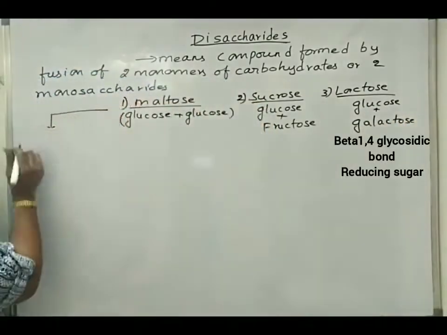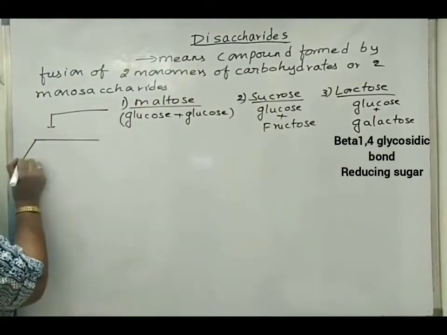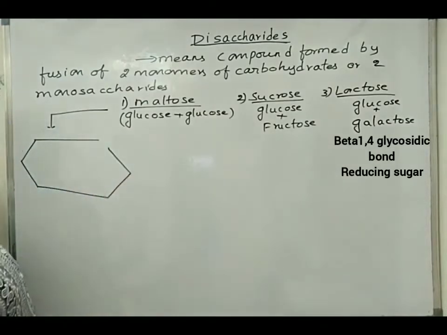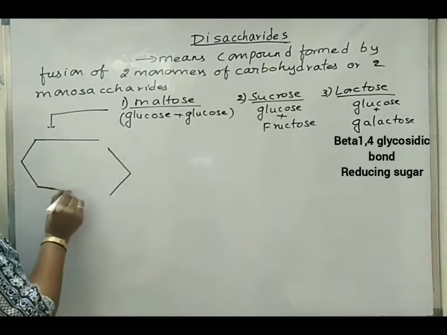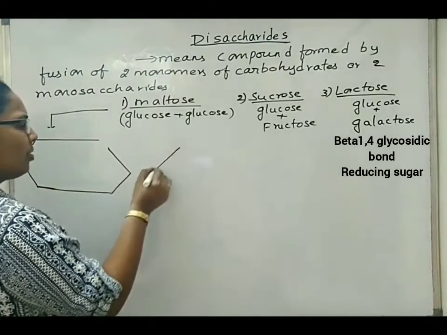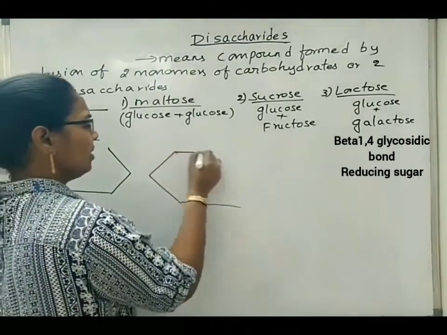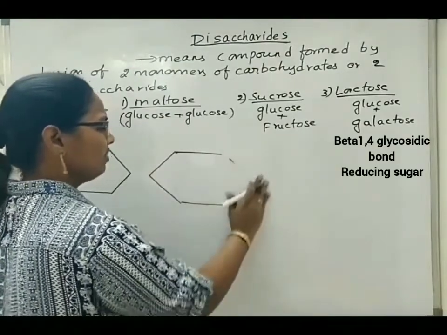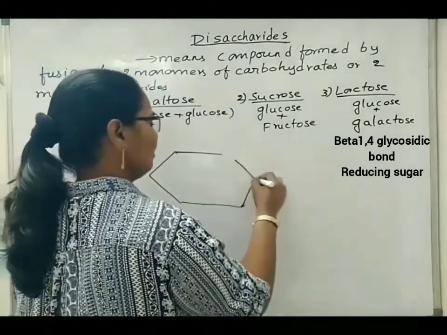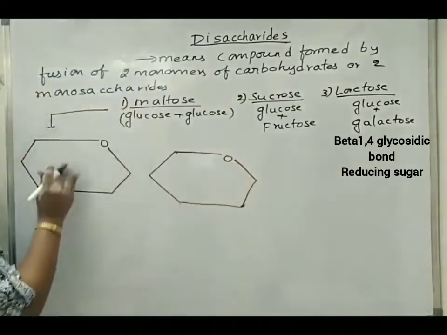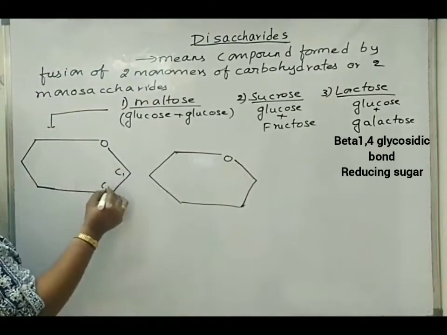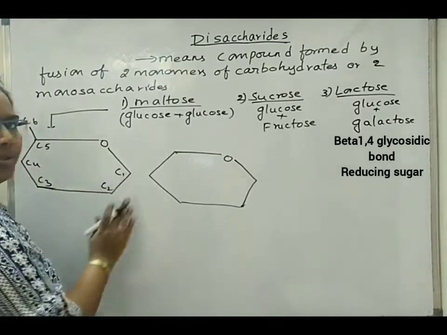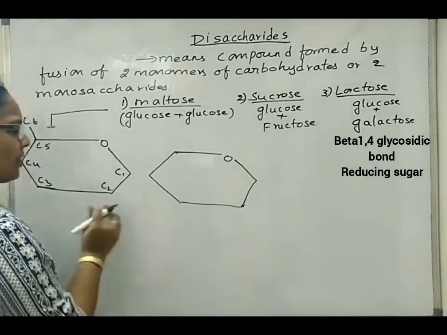Coming to the first one, maltose. I previously told you that any type of carbohydrate exists in a living organism's body only in ring form. So here we can frame the two rings of glucose and represent how the maltose molecule exists. So one pyranose ring of glucose has carbon 1, carbon 2, carbon 3, carbon 4, carbon 5 and carbon 6. I am now representing here all the hydroxyl and hydrogen atoms.